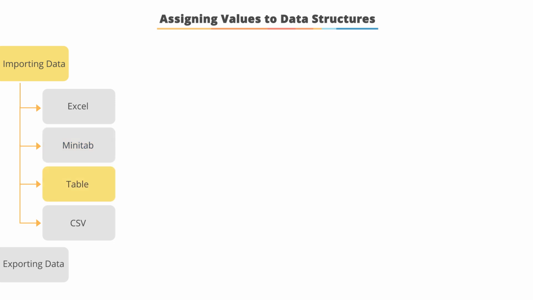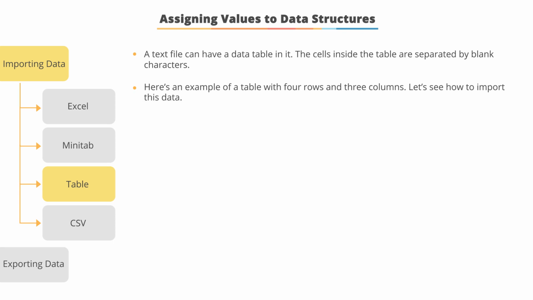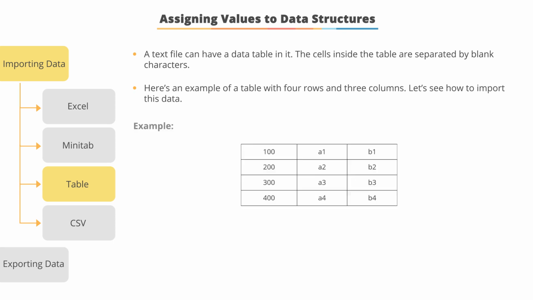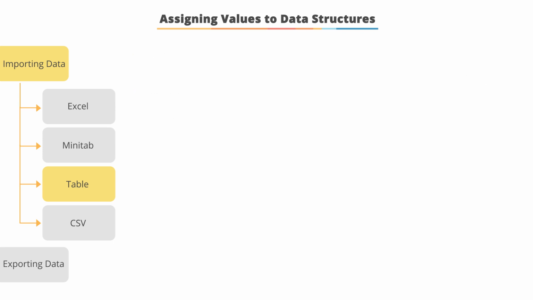Now we can also work with text files. A text file may not look quite like a data table because it's specified by blank characters or spaces or tabs. But for simplicity of use, here's an example of a table with 4 rows and 3 columns. So if we wanted to import that, all we have to use is the read.table function of our text file name. And again, we're creating a data frame called mydata using the read.table function, and the mydata.text within quotations is the name of our text file.